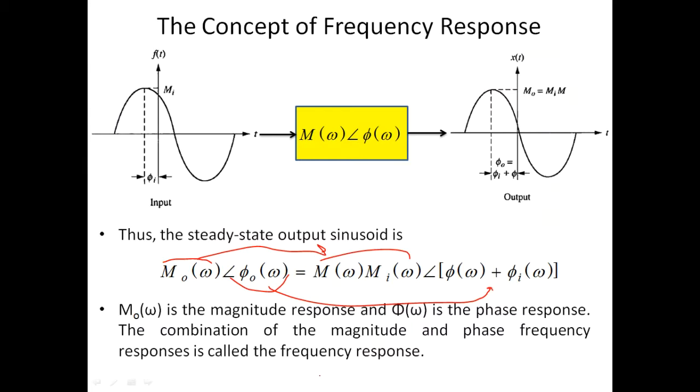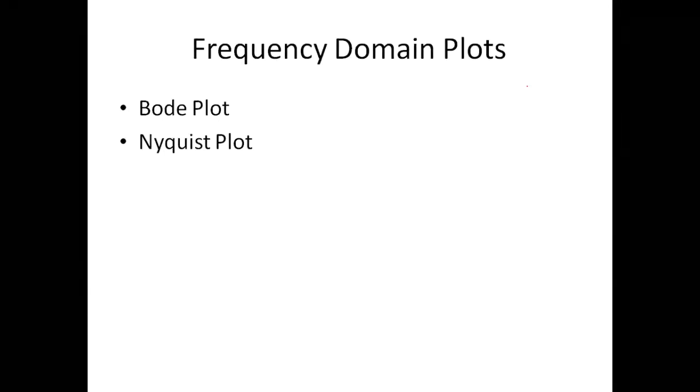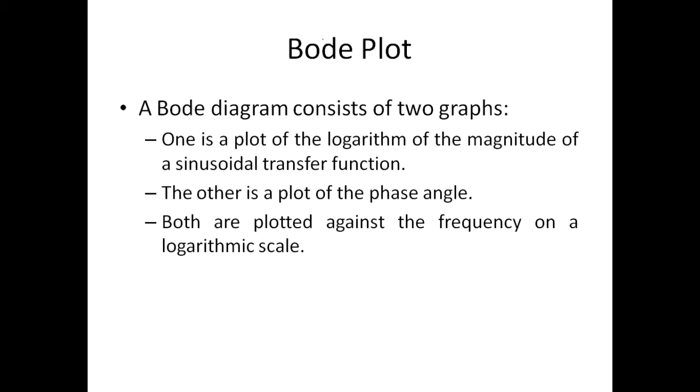So the combination of the magnitude and phase frequency responses is called the frequency response. Okay, so this is the frequency response, and we'll see how to study it. There are two ways in this chapter: the Bode plot and the Nyquist plot.